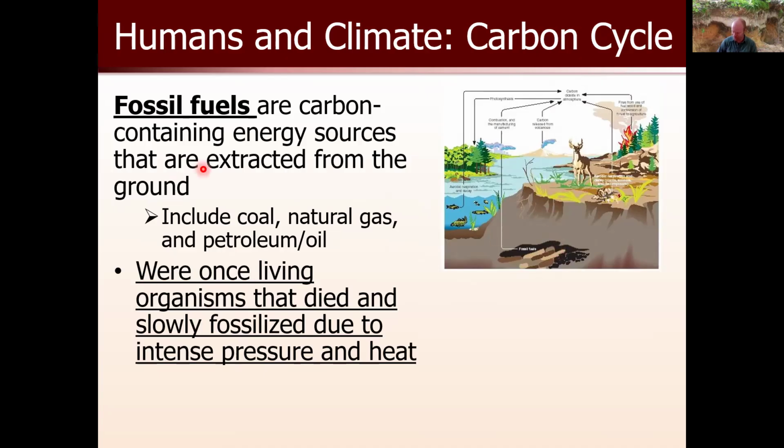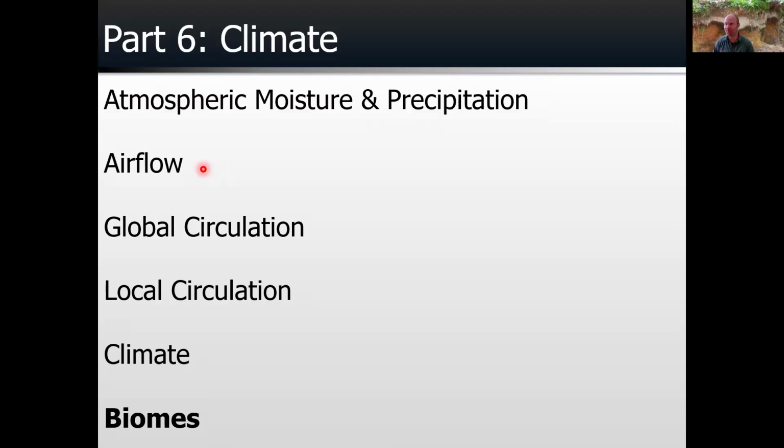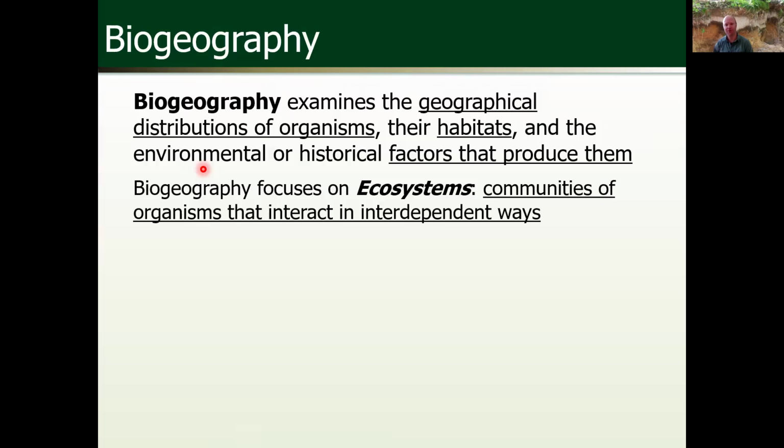Okay, so let's wrap up this review and focus on biomes for a little bit, as well as ecosystems. So ecosystems are communities of organisms that interact in interdependent ways, basically a group, a community of organisms. And so now we can connect climate and biomes through biogeography, which is really this geographical distribution.